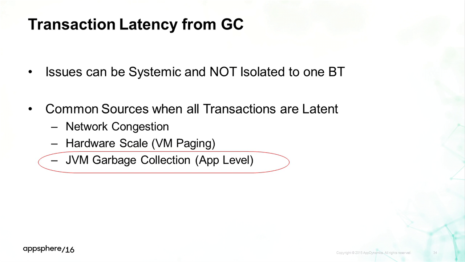But oftentimes there are also systemic issues that can happen in an application. You can have network congestion. We're working on building a network monitoring feature to couple with the JVM so that you can get visibility into network performance issues. But network issues can be BT agnostic; they might impact all transactions. You could also have hardware scaling issues, or virtual memory paging and other issues like that which impact all transactions. We focus on APM, so at the app level, oftentimes a big issue in the JVM is garbage collection. If you're not optimizing the garbage collector, then essentially all transactions can incur latency.